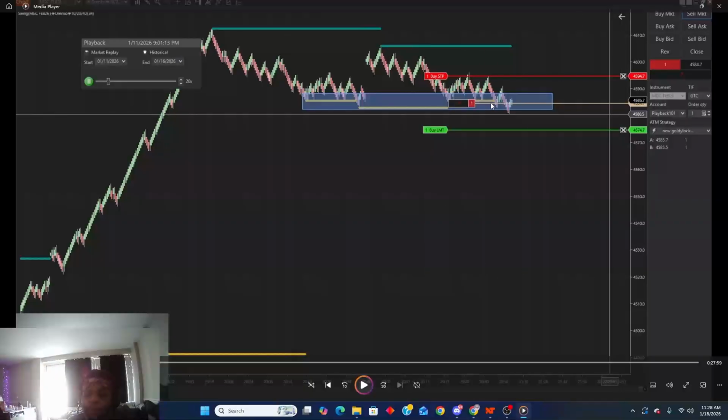Now, with a little break to the downside, I was testing something out. That something was market break and retest. I wanted to practice taking break of structure trades like my mentor does.